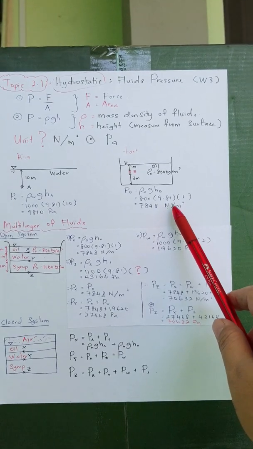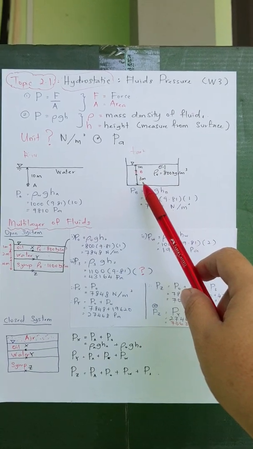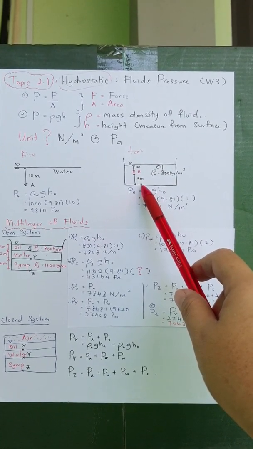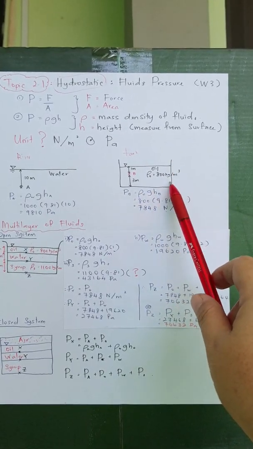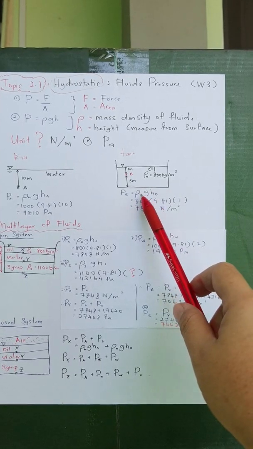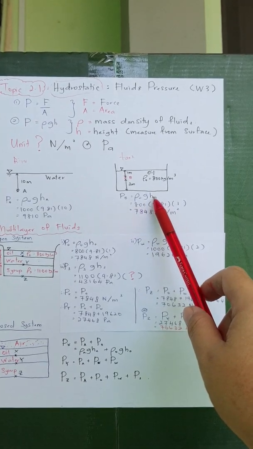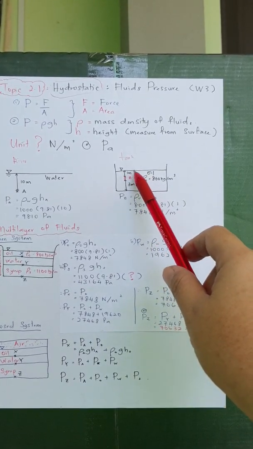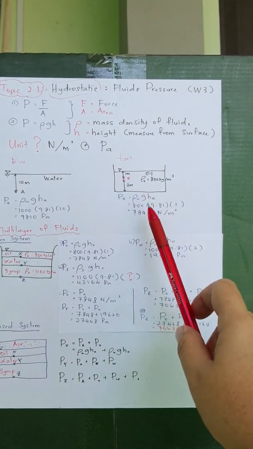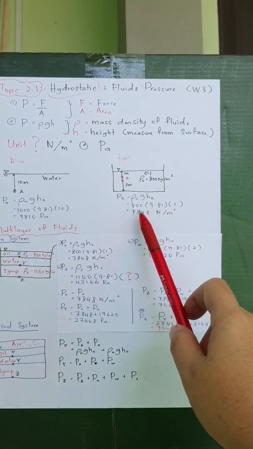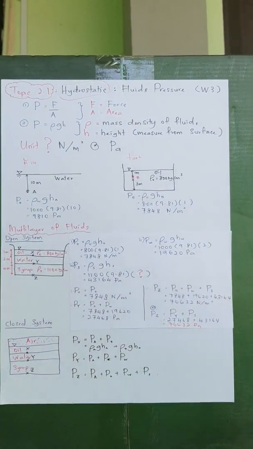In the tank, we have point B, which is 1 meter from the surface and 3 meter from the bottom. How do we calculate the pressure at B? Pressure at B equals rho g h. In this case, our liquid is oil, so we must use the density of oil, which is 800 kg per meter cube. And h is measured from the surface, so B is 1 meter from the surface. So 1, not 3, because 3 is from the bottom. So the pressure at B is 7848 Newton per meter square, or you can say Pascal.